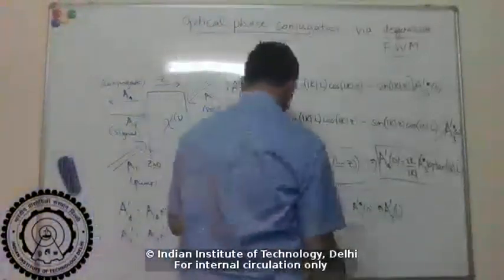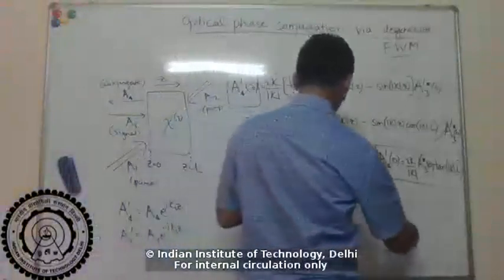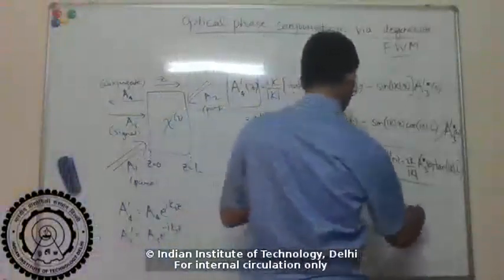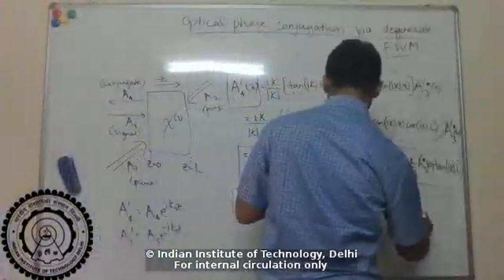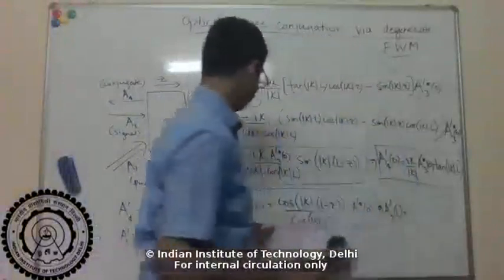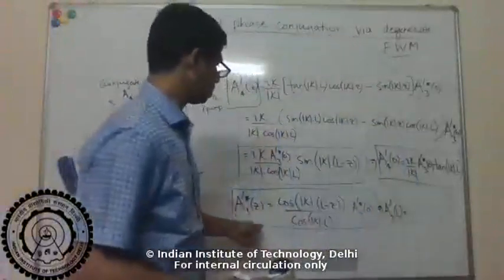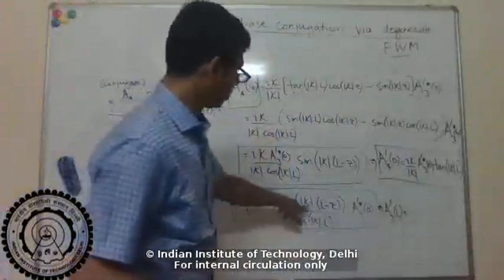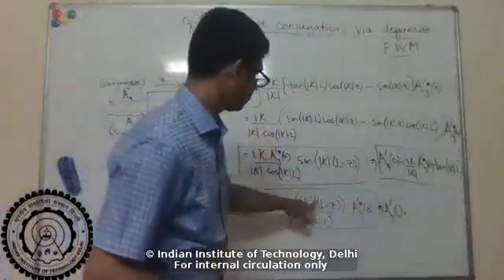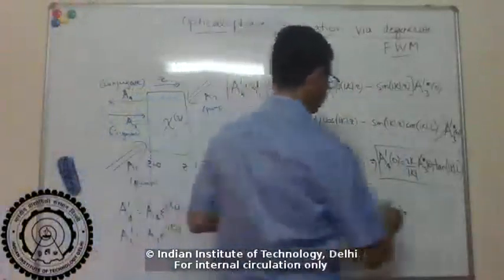Yeah, so A3 at L, especially if I put L here, this becomes cosine of 0, which is 1, and then 1 over cos, you can write as secant.